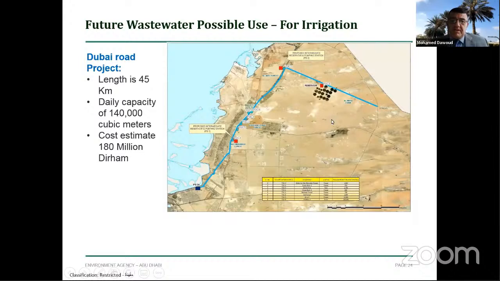So by using this amount of water, I will save about 140,000 cubic meters of desalinated water, a very big cost for the government. The estimated cost for the infrastructure of this pipeline is about 180 million Emirati dirham, and the construction will be completed by the end of 2021.